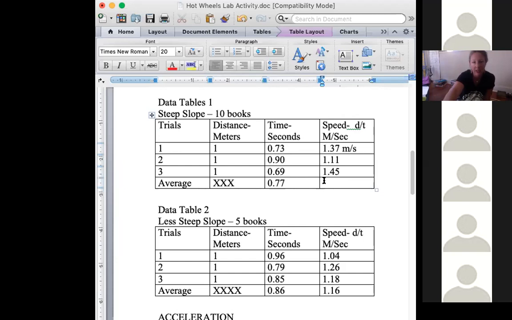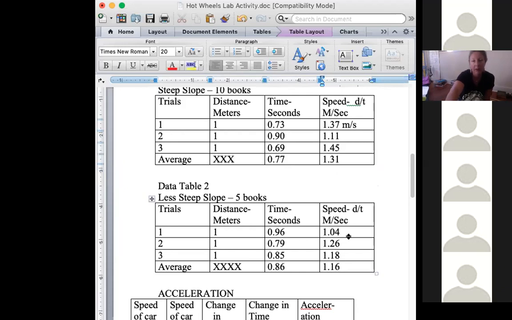And to get the average speed, so it'll be easier to compare data table 1 with data table 2, let's add them up. So we got 1.37 plus 1.11 plus 1.45 divided by 3 is 1.31. Okay, so that is your average speed for the steeper slope compared to this average speed for the less steep slope. Which slope gave the greater speed?